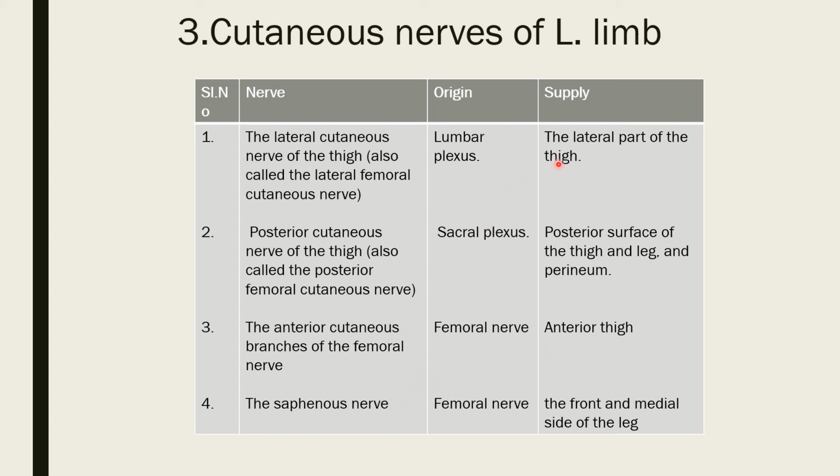From the name itself, we can see which part it supplies. Lateral cutaneous of thigh supplies the lateral part of the thigh. Posterior cutaneous supplies the posterior surface of the thigh, and additionally the posterior part of the leg and the perineum. Anterior cutaneous supplies the skin in the anterior part of the thigh. The saphenous nerve supplies the skin in the front and medial side of the leg.